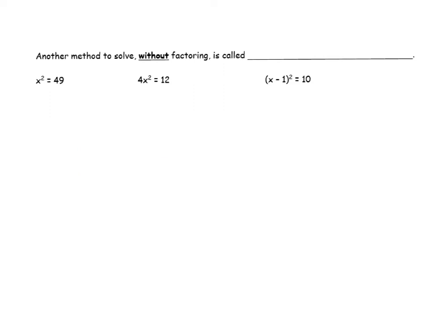Here's a new method for us. It's other than factoring, but it allows us to get x by itself. It's called extracting square roots. And that sounds kind of weird, but it's a pretty easy process to follow.